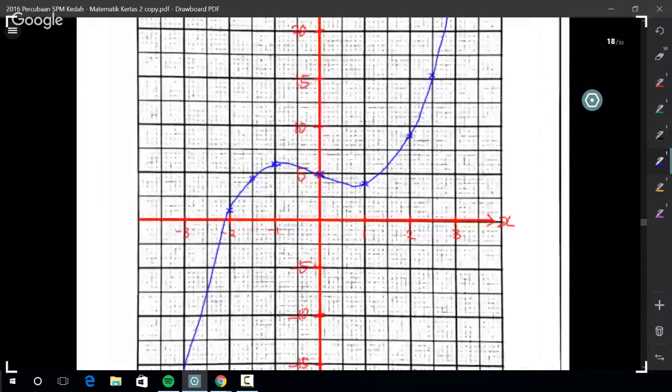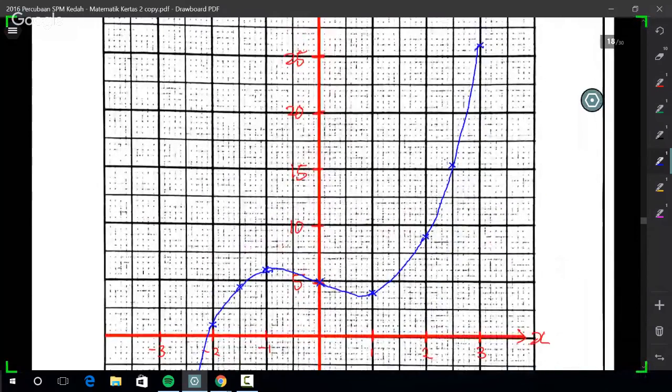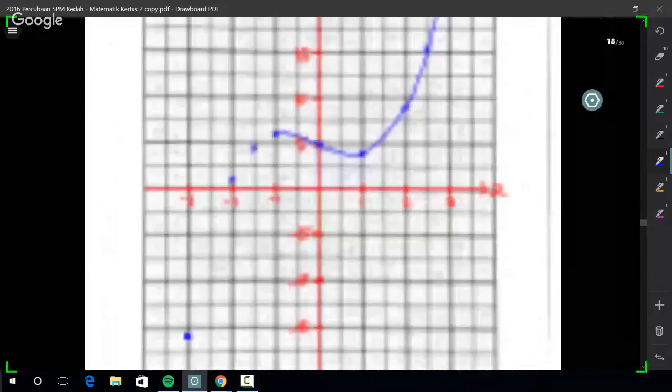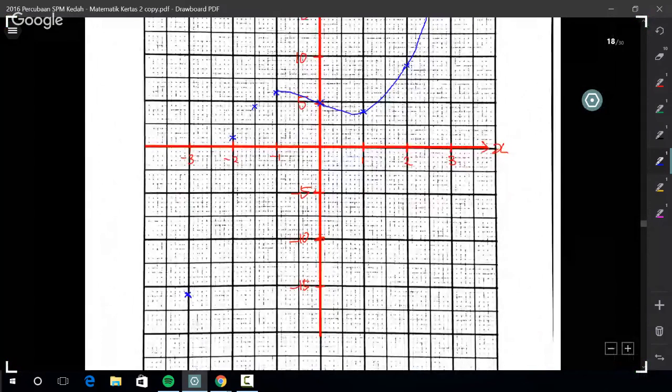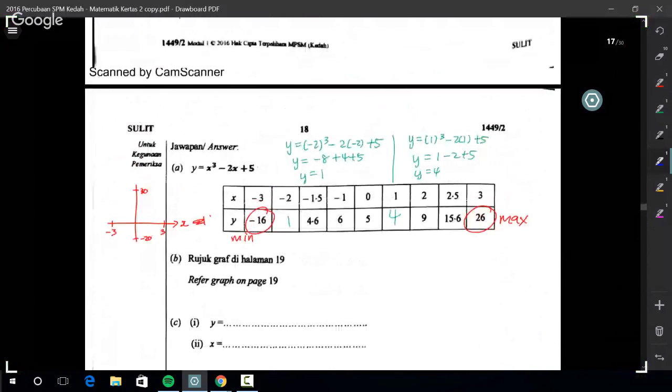All right, so after you sketch this one, so what you do next is, my God. Just give me some time. I just cannot accept I have the terrible graph here. Oh my God. I'll stop here. Okay, this one looks a little bit nicer. All right, so let's have a look here.